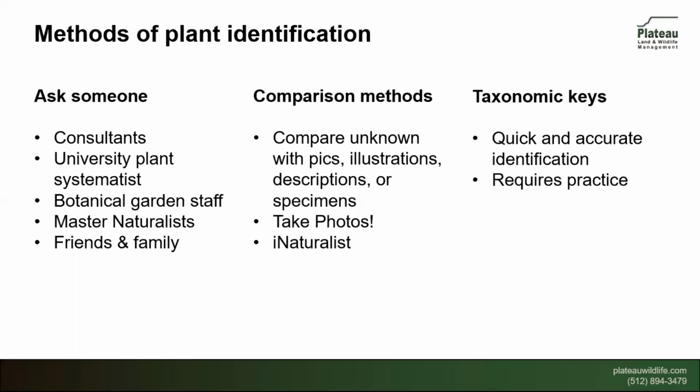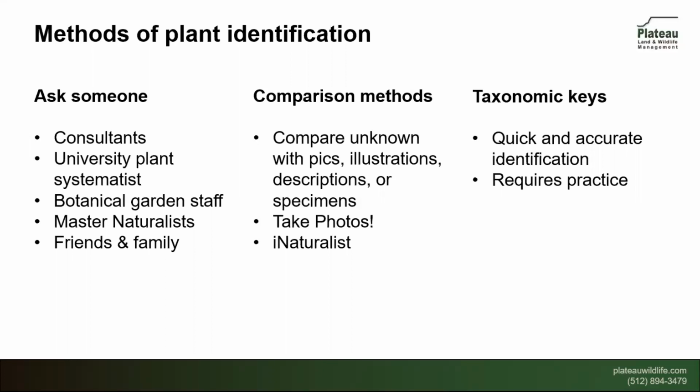So how do you go about identifying plants? Of course, you can ask someone. You can ask a biologist, a consultant. You can go to the real experts, the plant systematists and botanists at a local university. Botanical garden staff usually is a good place to go. The Lady Bird Johnson Wildflower Center here in Austin has a great staff. And that's a great place to learn plants, actually, is to go and walk around the Wildflower Center and see plants in the wild, in the field at least, where you can see what they really look like.